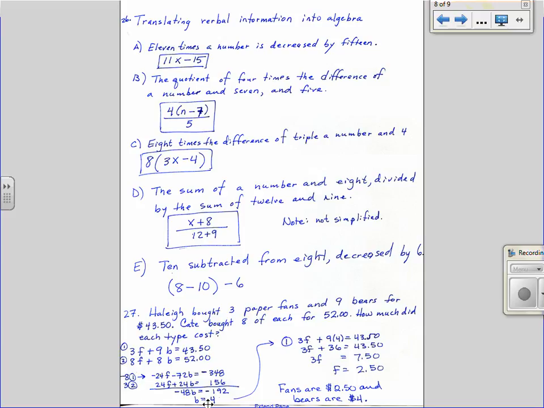When I add those, I can solve and get b equals 4. Then I can take that b equals 4 and put it back into one of these. I just chose one and figure out what f is. Once I know that, then I give my answer.